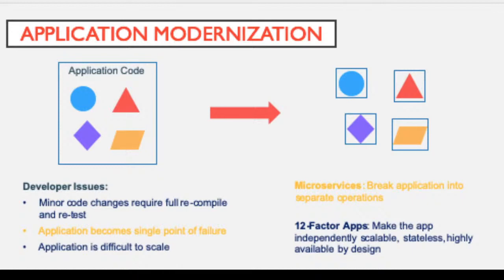So when you look at application modernization, we have the application code. So here there are certain developer issues. Minor code changes require a full recompile and retest. The application becomes a single point of failure, and the application is difficult to scale.